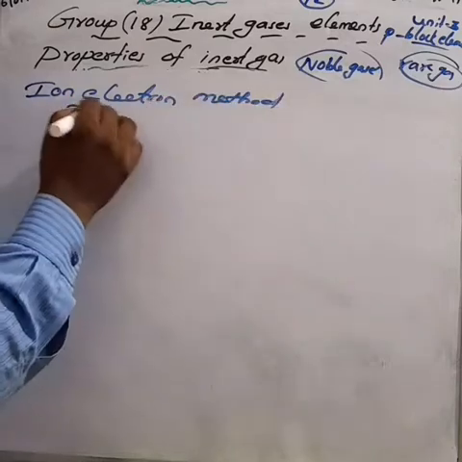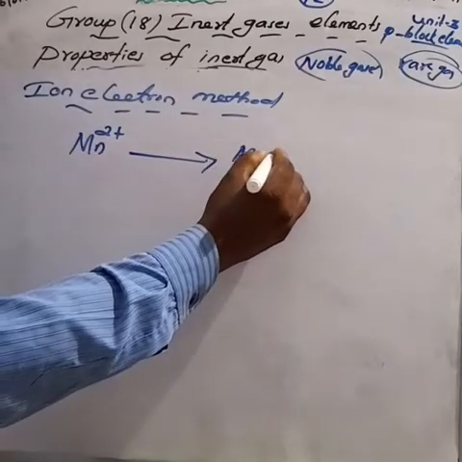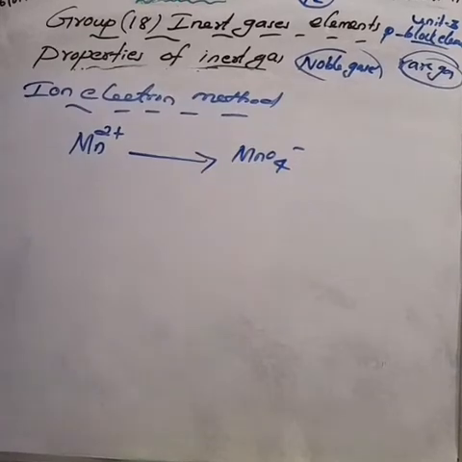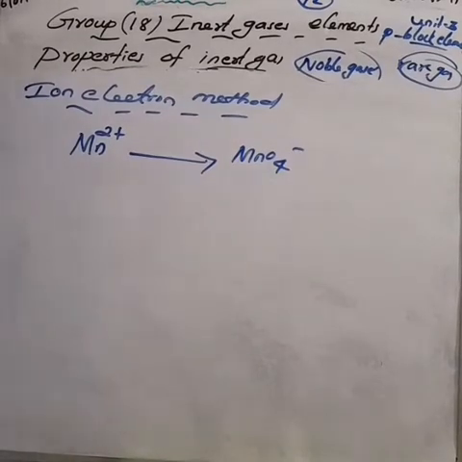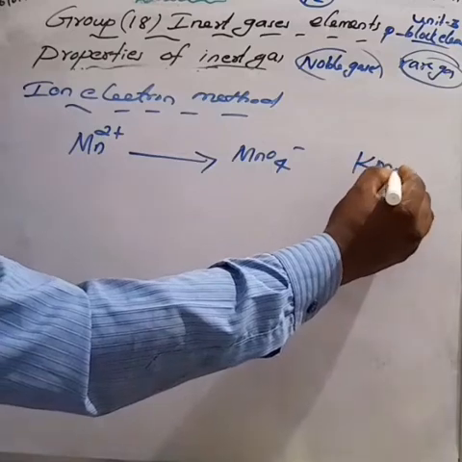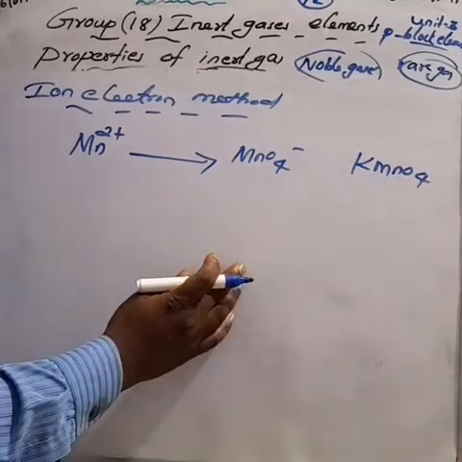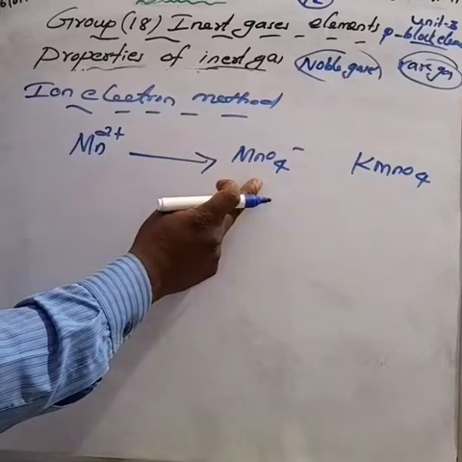How do we balance it? In 11th standard we thoroughly learn how to balance by the ion-electron method. First, write the manganese Mn2+ ion, which loses electrons and is converted into the MnO4- ion, that is permanganate. Potassium permanganate, what is the formula? KMnO4. Here Mn2+ is converted into MnO4-.